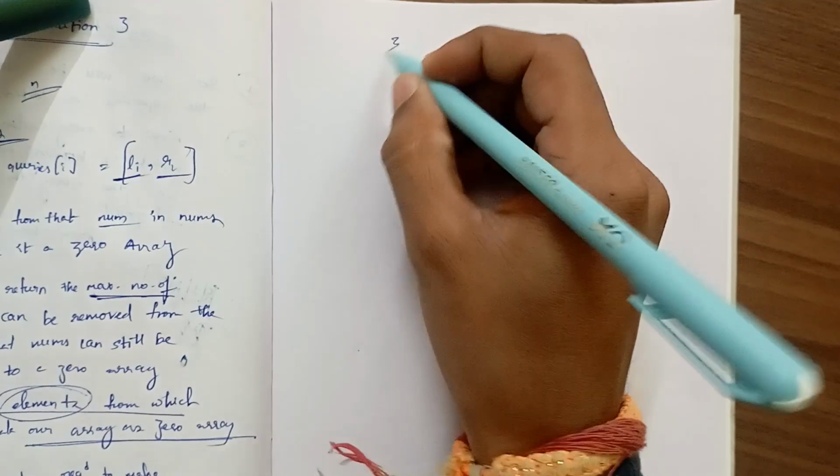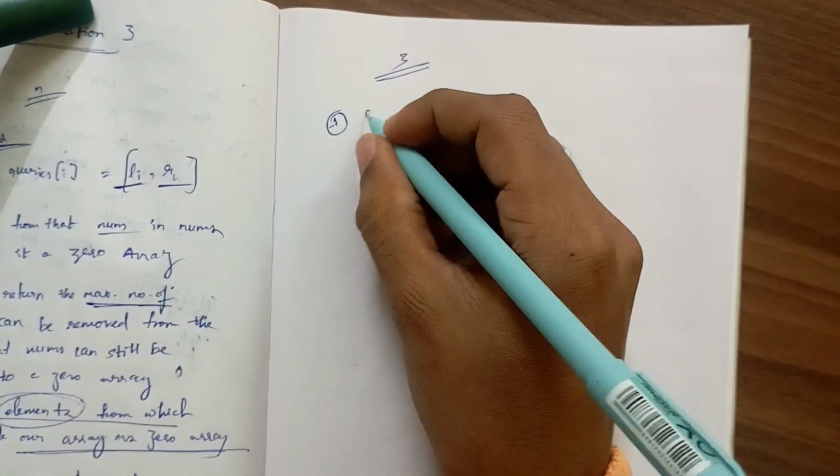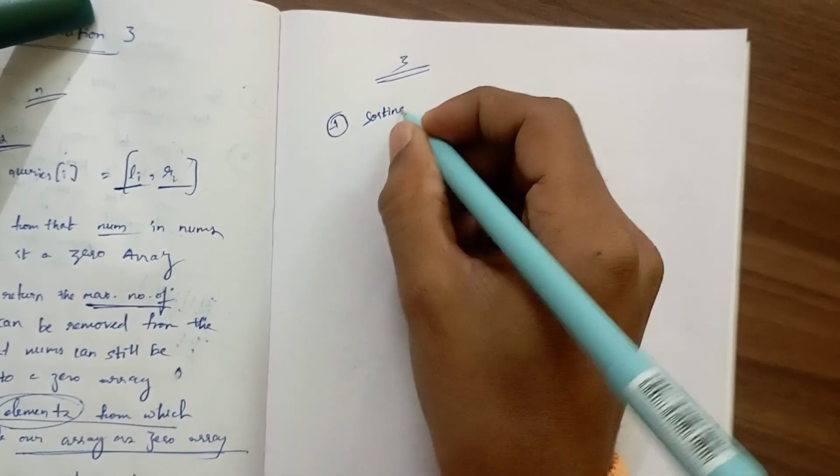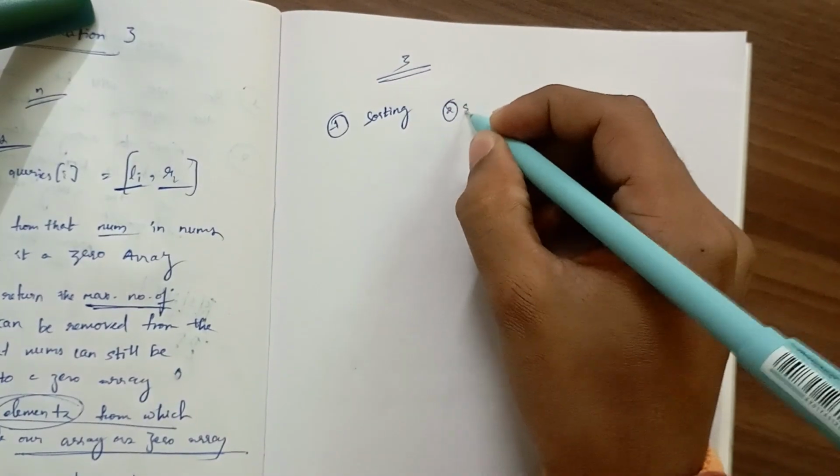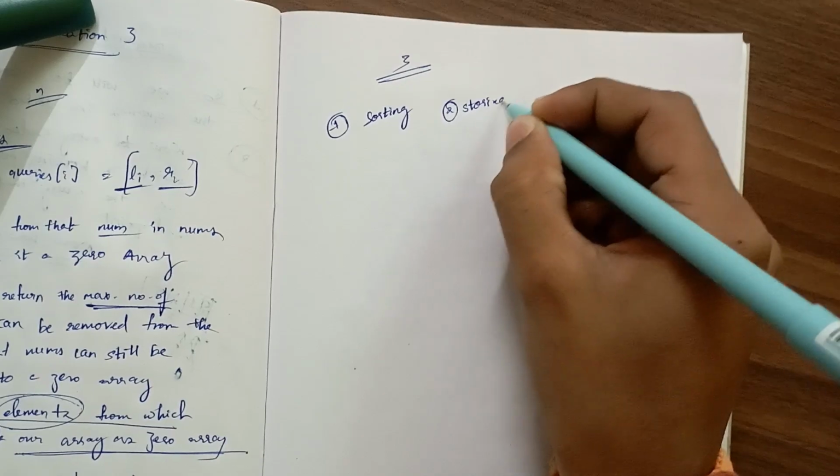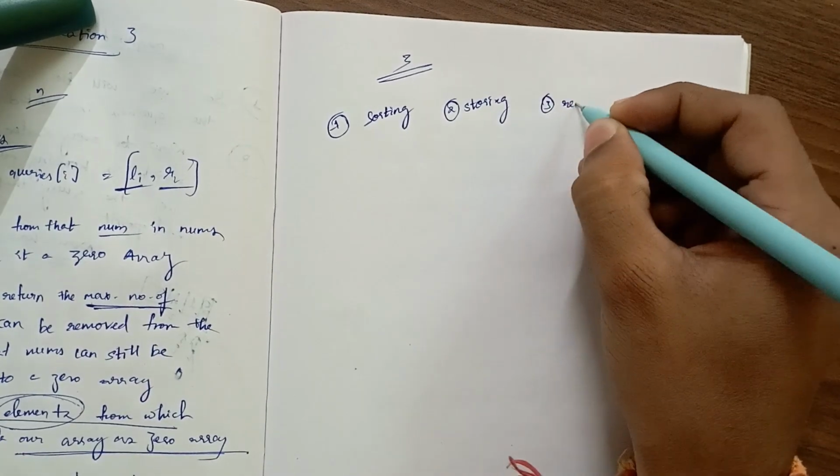So what will be the approach? I will be dividing this into 3 major parts. First, sorting. Second, storing. Third, removal.